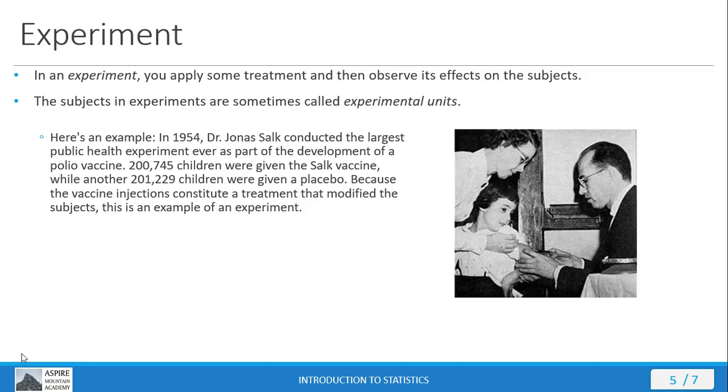A good example of this would be Dr. Jonas Salk's 1954 polio vaccination. As part of his effort to develop a vaccine for polio, he conducted what was then and still is the largest public health experiment ever. He basically took a little over 200,000 children and gave them his vaccine for polio. Then he took another group of approximately the same number of children and gave them a placebo. In other words, he simply injected them with sugar water. Because he was trying to modify a portion of his sample with a treatment, this is what we would call an experiment.